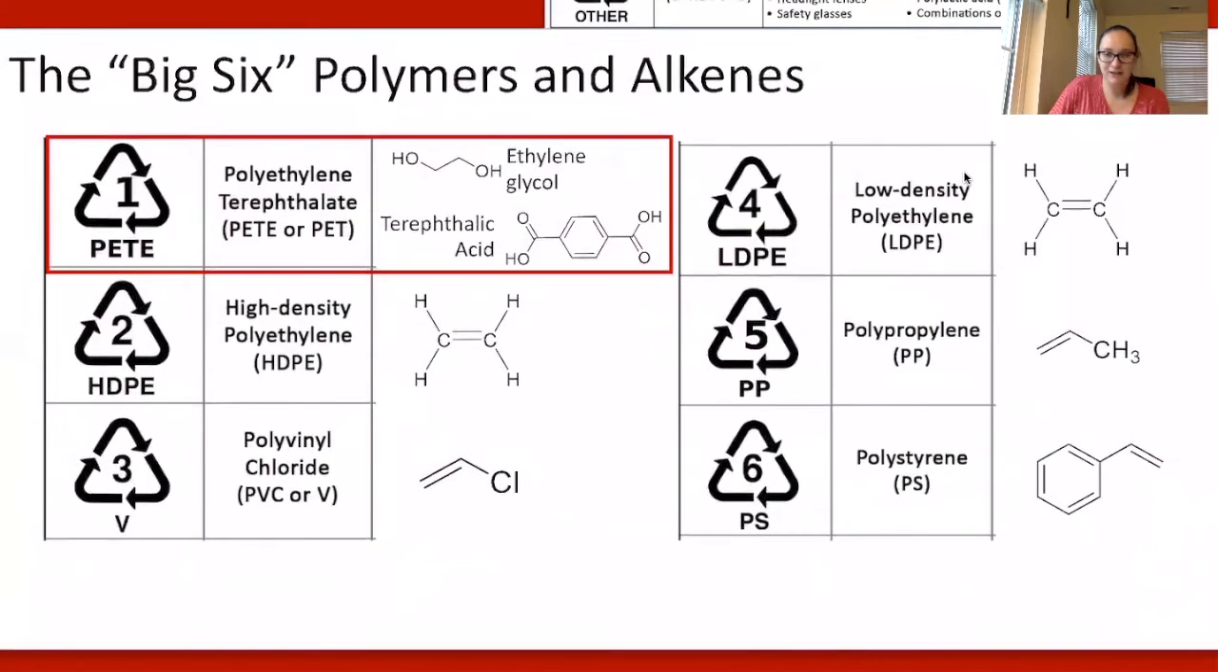So continuing on, the first one is one we actually didn't talk about. It's ethylene glycol and terephthalic acid. These are the number one polymers for recycling. Then number two is high density polyethylene. Number three is polyvinyl chloride. Number four is low density polyethylene. Number five is polypropylene. Number six, polystyrene.